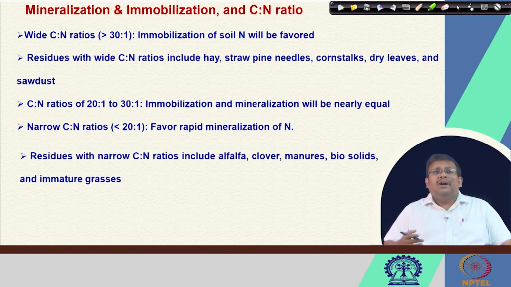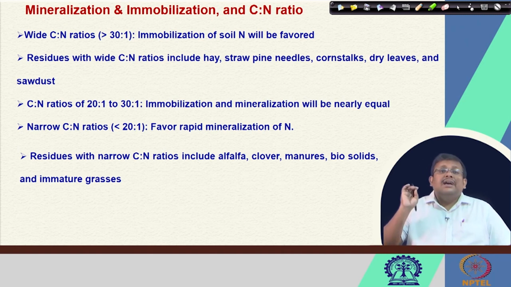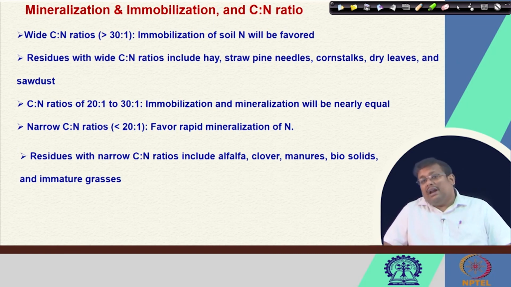Some of the materials which have these wide CN ratios are hay, straw, pine needles, corn stalks, dry leaves and sawdust. These have high CN ratios, so they decompose very slowly. With CN ratios between 20:1 and 30:1, immobilization and mineralization will be almost equal to each other. However, when the CN ratio is less than 20:1, that favors rapid mineralization of nitrogen. Residues with narrow CN ratios are alfalfa, clover, manures, biosolids and immature grasses, and they decompose very fast.